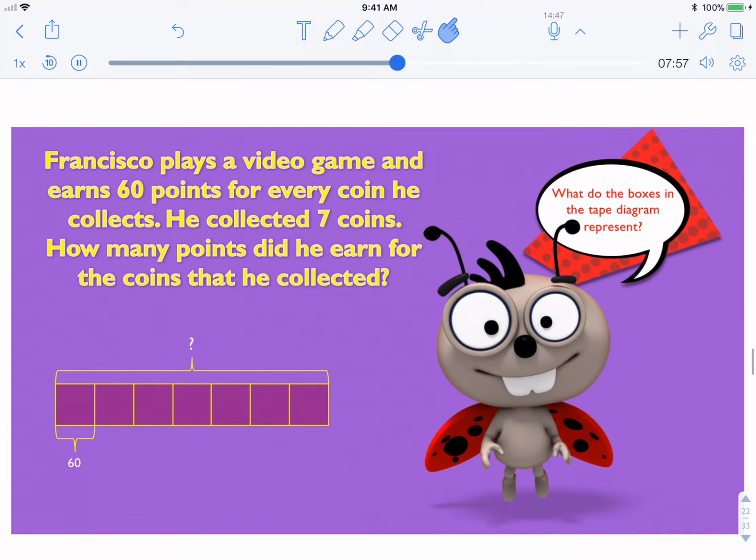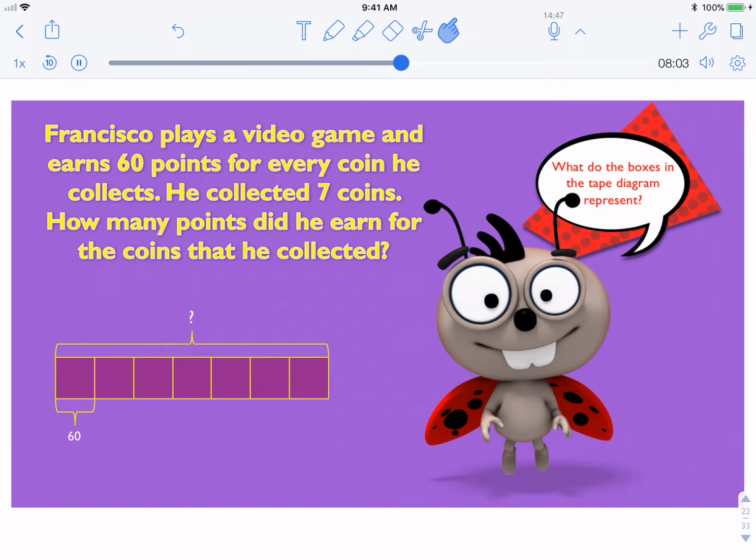Okay, so what do the boxes in the tape diagram represent? Why do I have a number 60 down there? What does 60 represent? 60 represents the points for every coin he collects. So that's what he earns for every coin he collects: 60 points.